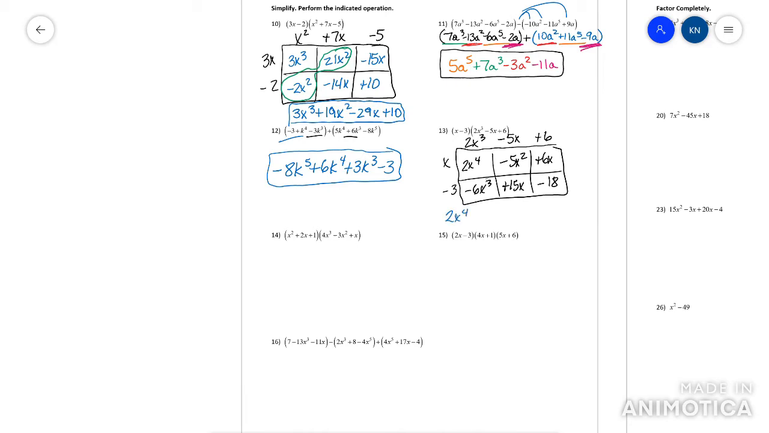I then look for x cubeds, and I only have this guy as my x cubed, so minus 6x cubed. Then I look for x squareds, and it's only this guy, so minus 5x squared. And I look for x's, and these are like terms, so I can combine them. So that makes 21x. And then I've got the minus 18. So that would be my answer.